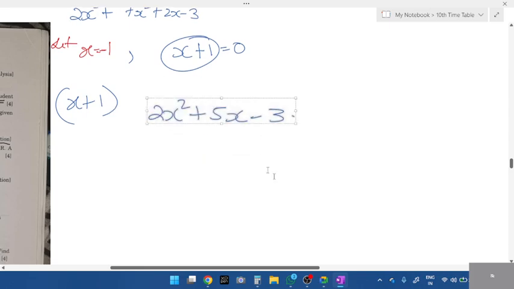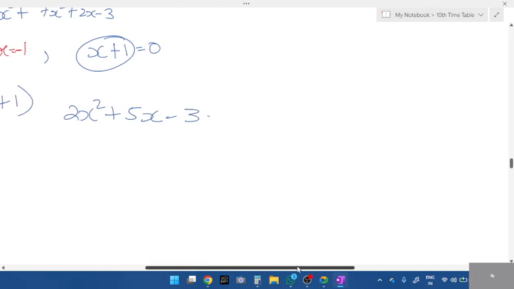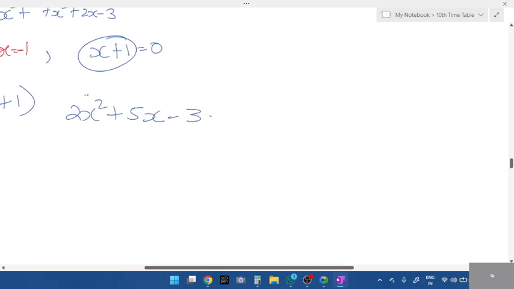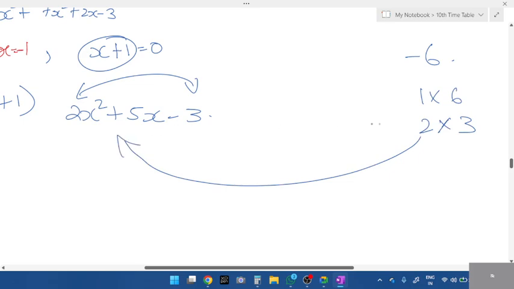First thing, we have two types. One is using formula, the other one is prime factor method. How do you solve using prime factor method? What is 2 into minus 3? Minus 6. What are the factors of minus 6? 1 into 6, 2 into 3. Tell me which combination gives 5. When you add and subtract, you should get 5. When you multiply, you should get minus 6.